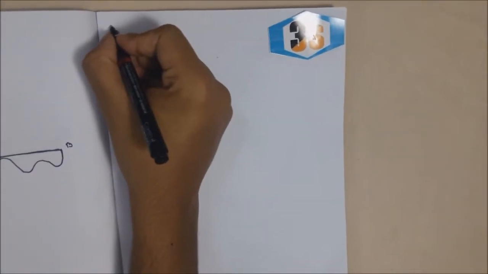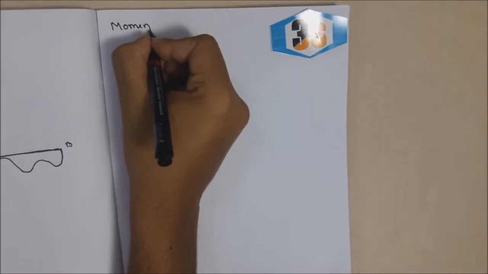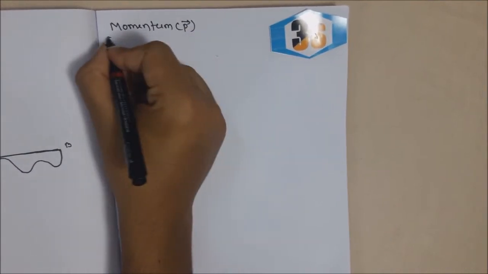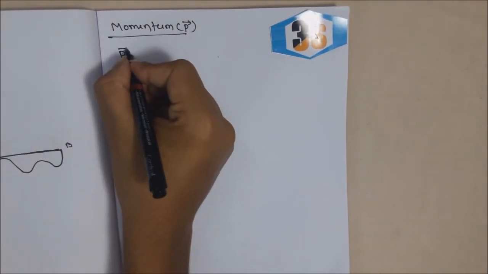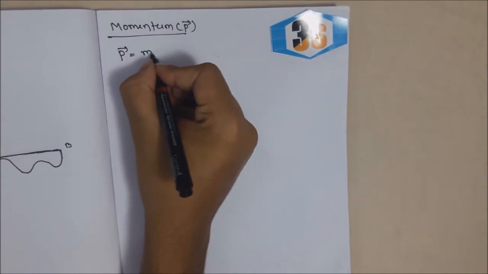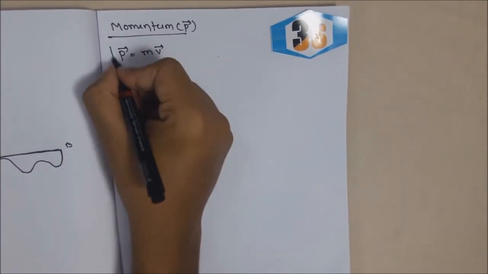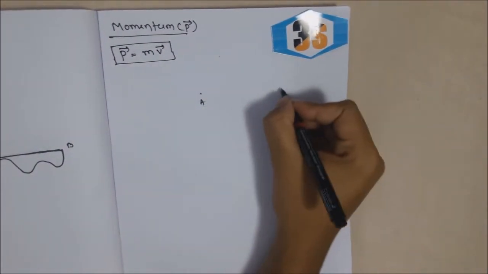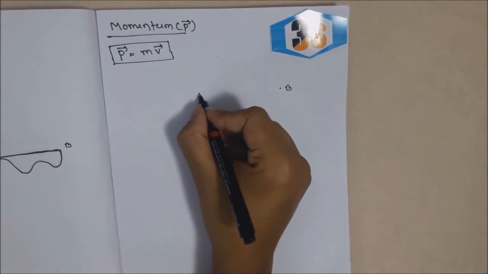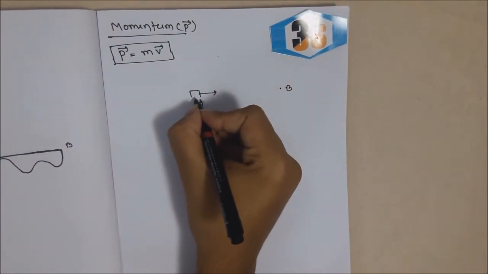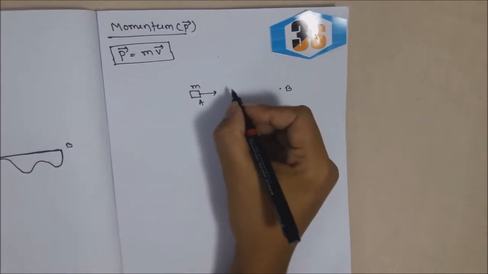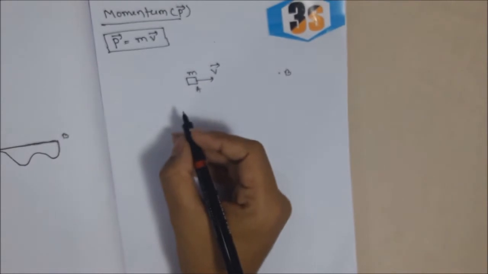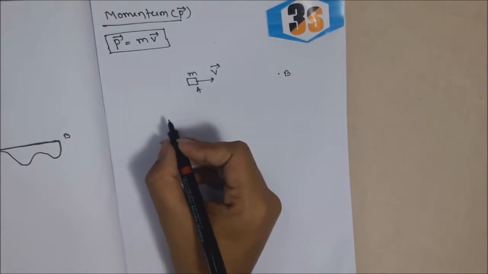The next thing is momentum. It is denoted by P. It is also a vector quantity. Momentum is the product of the mass of a body and its velocity. Let this be a point A and this be a point B, and a body of mass m is moving from A to B with a velocity v. So we can say the momentum of the body P is equal to m times v.